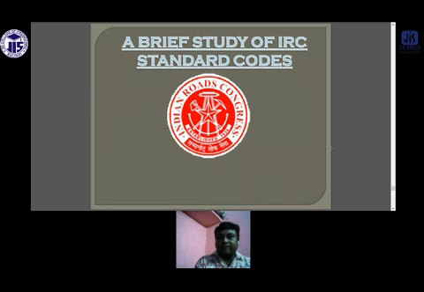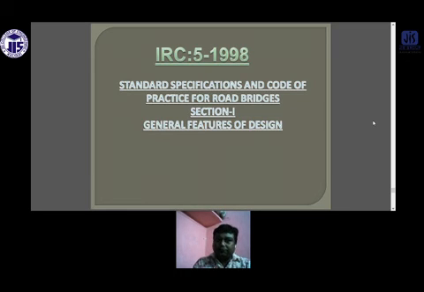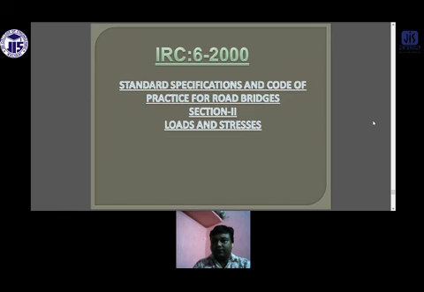So what are the various IRC codes used while designing the various types of bridges? The basic code is the IRC standard code. IRC 5, 1958, is a standard specification and code of practice for road bridges, Section 1, general features of design. Then IRC 6, 2000, the standard specification and code of practice for road bridges, Section 2, loads and stresses. IRC 22, 1986, the standard specification and code of practice for road bridges, Section 6, for composite construction.